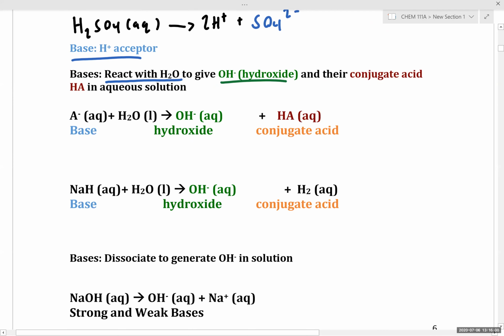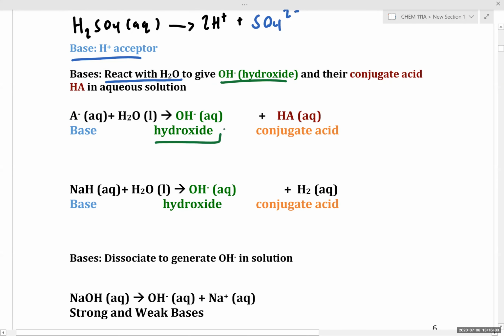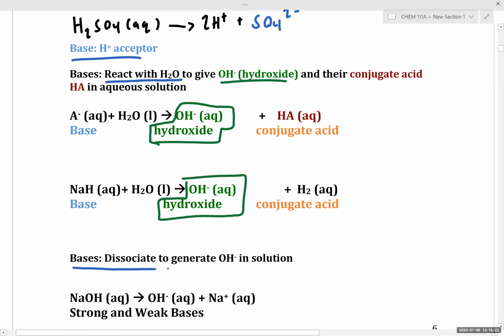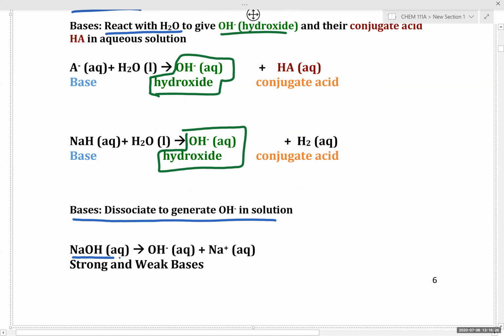There was a small delay in OneNote. So one mode that bases can react is that they can react with water to generate hydroxide in solution. So when you think of bases, I want you to think hydroxide. Another way that you can think of bases is that they dissociate to generate hydroxide in solution. So for example, sodium hydroxide breaks down to yield hydroxide and sodium.